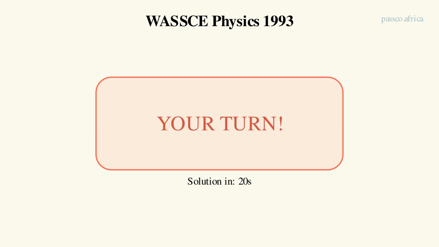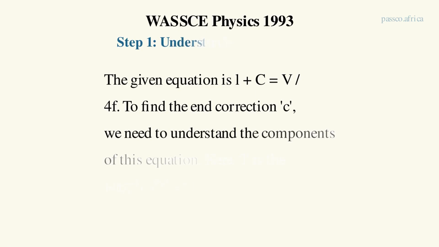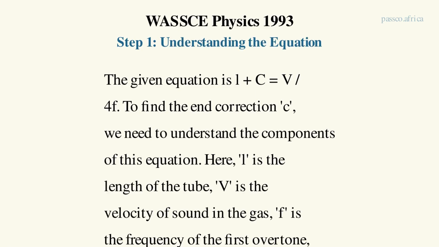Step 1. Understanding the equation. The given equation is L plus C equals V/4F. To find the end correction C, we need to understand the components of this equation. Here, L is the length of the tube, V is the velocity of sound in the gas, F is the frequency of the first overtone, and C is the end correction.